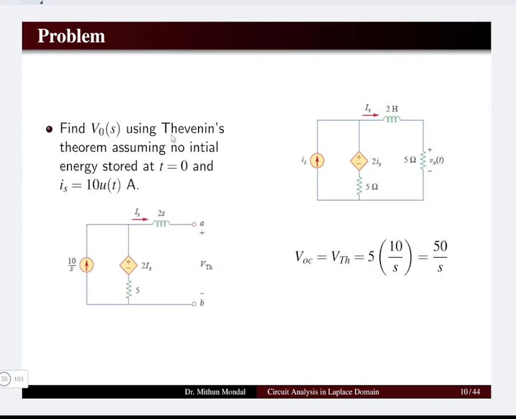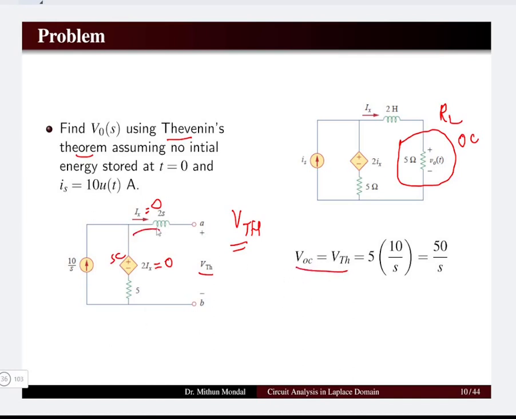Now to apply Thevenin's theorem, we need to determine the Thevenin's voltage first. Thevenin's voltage is the open circuit voltage at the load terminal. So we consider the 5 ohm resistor as the load RL, which will be open circuited. Once it is open circuited, no current will flow here, so Ix will be 0. Then the 2Ix term will be 0, meaning it will be a short circuit.